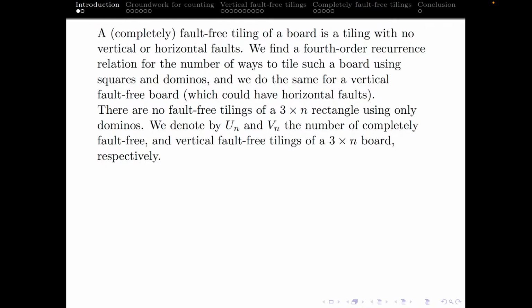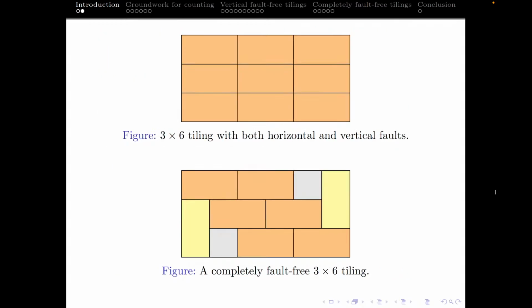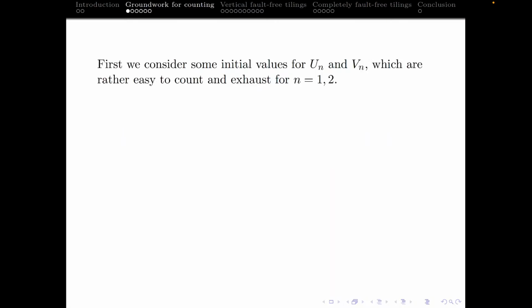Okay, so just to get started, this is a 3 x 6 tiling with both horizontal and vertical faults. So this is the first example, and this is a 3 x 6 tiling, the same board, with no faults. So there are no vertical faults, there are no horizontal faults, and this is one of the examples that we will look at near the end. So first up, we get some initial values because we will be looking at some of the recursions and all that.